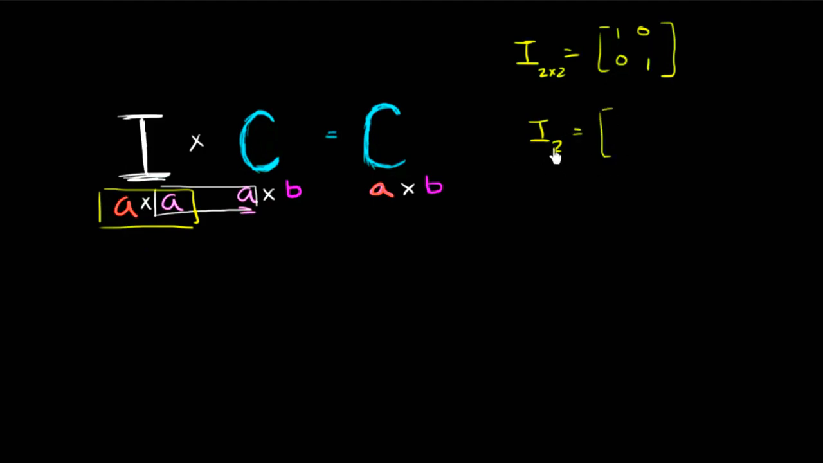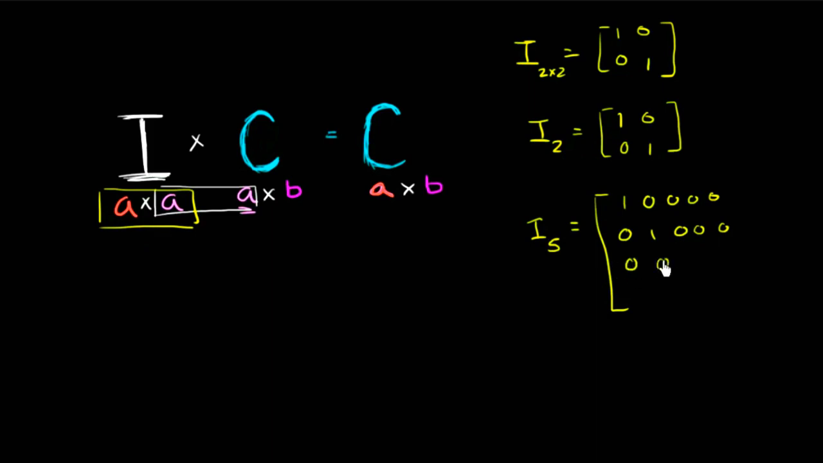It's going to be a 2 by 2 matrix, so it's going to be 1, 0, 0, 1. Identity 5 is going to be a 5 by 5 matrix, so it's going to be 1, 0, 0, 0, 0, 0, 1, 0, 0, 0, 0, 0, 1, 0, 0, 0, 0, 0, 1, 0, 0, 0, 0, 0, 1. You get the idea.